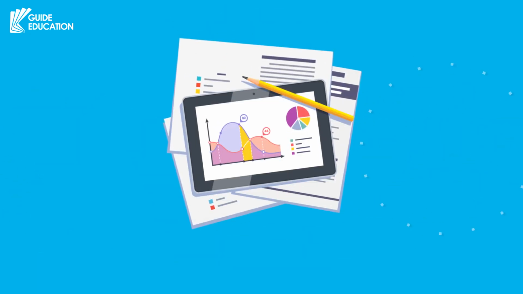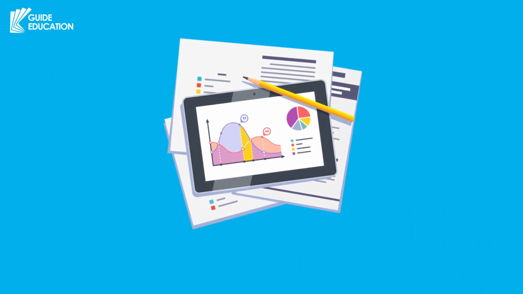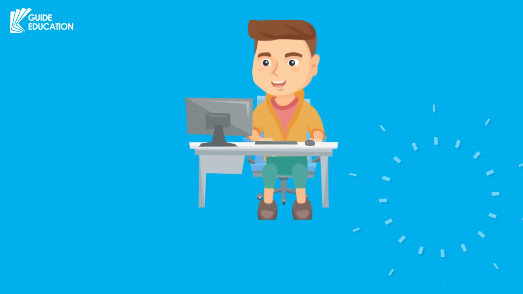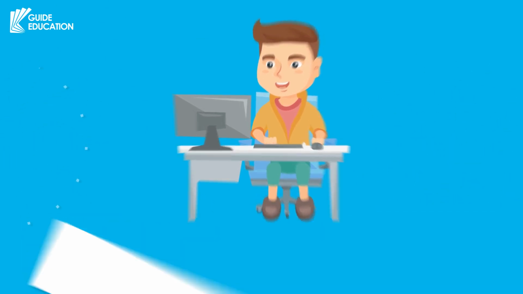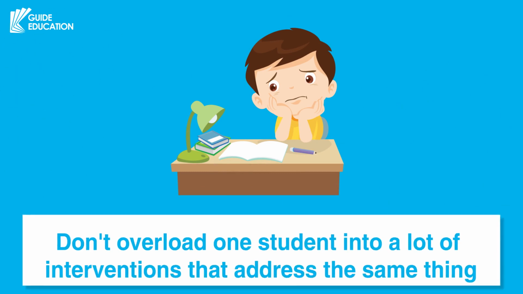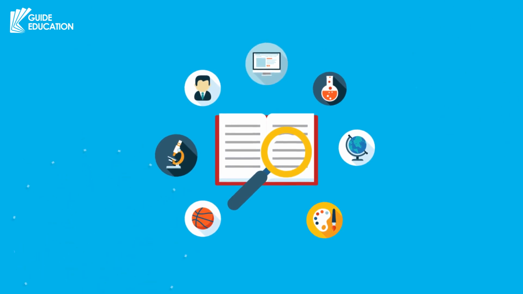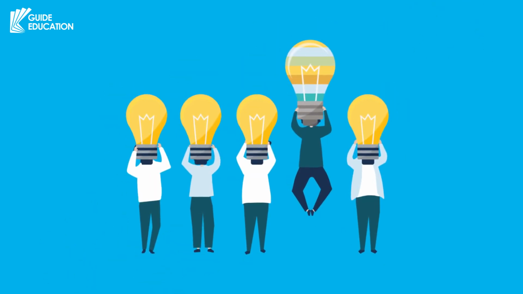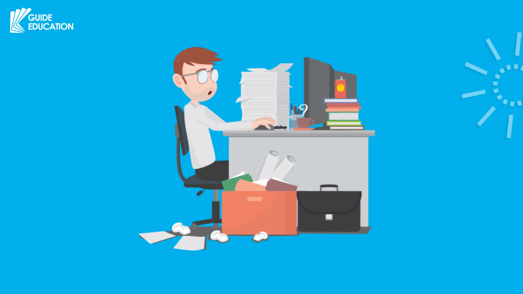With that intervention, what you want is objective and measurable data that can be gathered, or that has been gathered already before the intervention and can then be gathered again following the intervention. It's really important that you're creating your own evidence base around what works in your school. Don't overload one student into a lot of interventions that address the same thing. Partly from a sort of purist research point of view, you really only want one intervention targeting a particular area, for you to know whether it's making a difference or not, whether that's the thing that's making the difference. But also, you want to be having a bit of balance, not overwhelming a child with 10 different interventions.